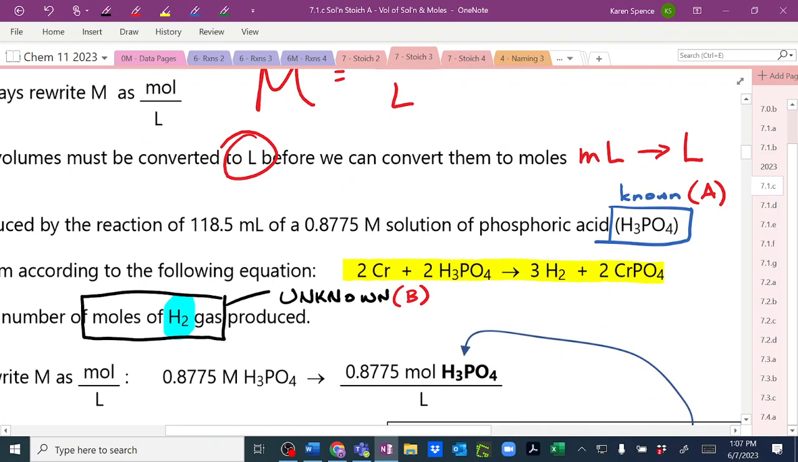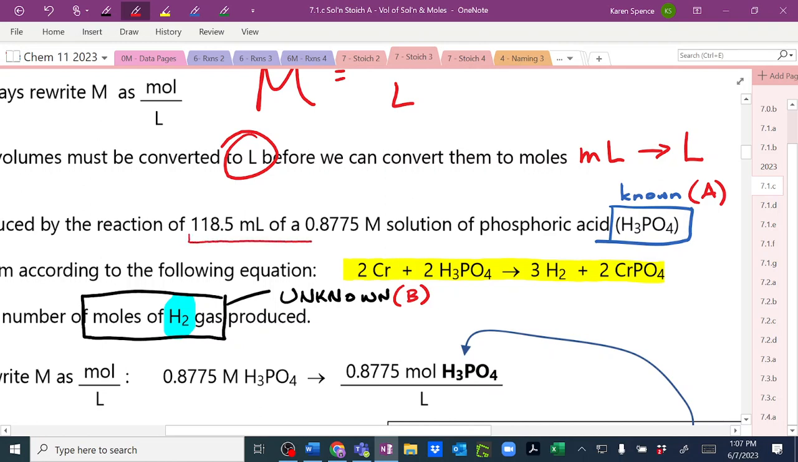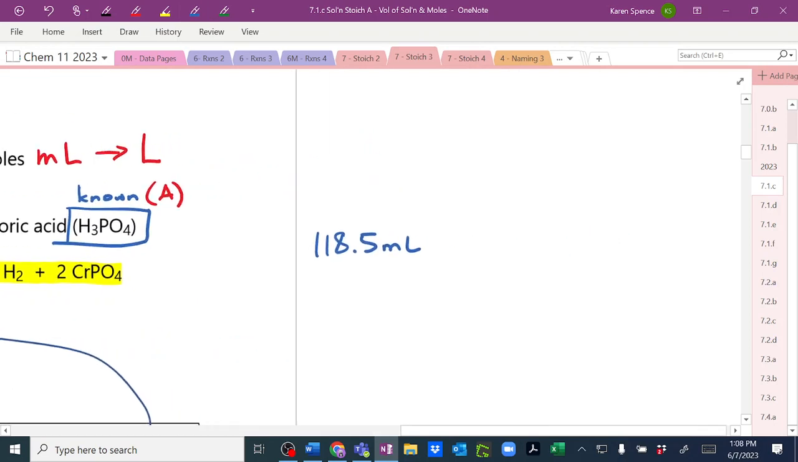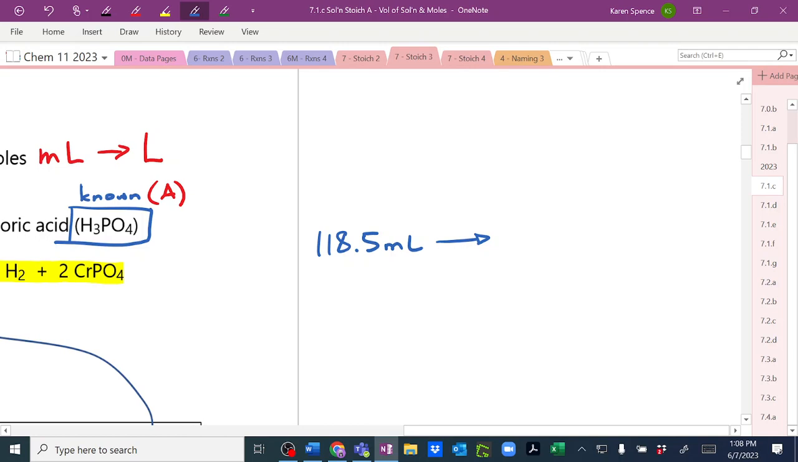Now, I don't know if you guys remember, but in the mole unit, when you read something like 118.5 milliliters of a 0.8775 molar solution, this many milliliters of that much molar, do you remember what of means? Of means times. So we're going to be multiplying 118.5 milliliters times 0.8775 molar, but before we do that, we need to rewrite the milliliters and rewrite the molar. So let's take our 118.5 milliliters, and I would like you to, in your head, convert that into liters. And I'm going to give you two choices.